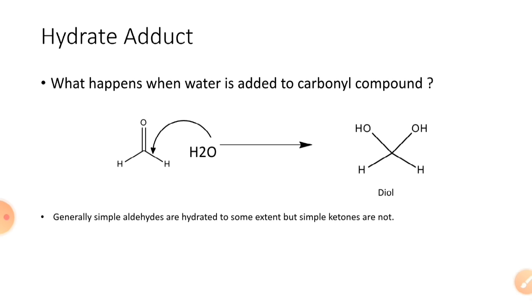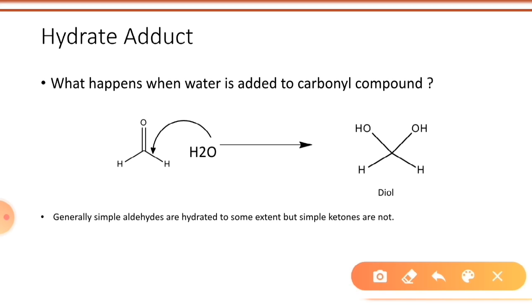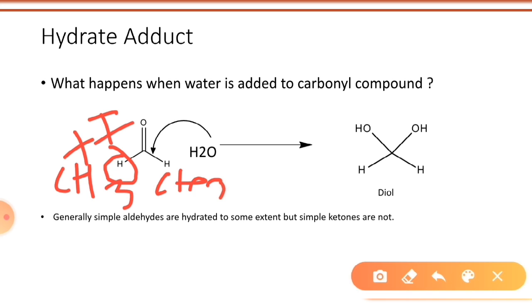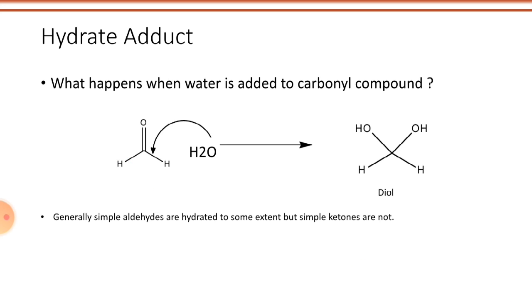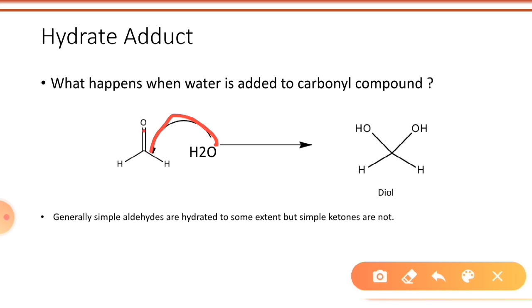Actually, simple aldehydes are hydrated to some extent, but simple ketones are not. What is the reason? In my previous video I told you, if an electron donating group is present here instead of hydrogen, suppose a CH3 group is present, then the CH3 group has a plus I effect. If both groups are CH3, then two groups will show plus I effect, which increases the electron density of that carbonyl compound. That will decrease the tendency of nucleophilic attack.